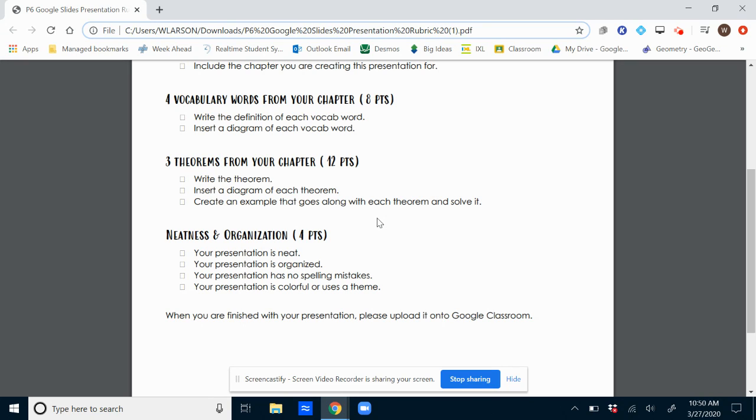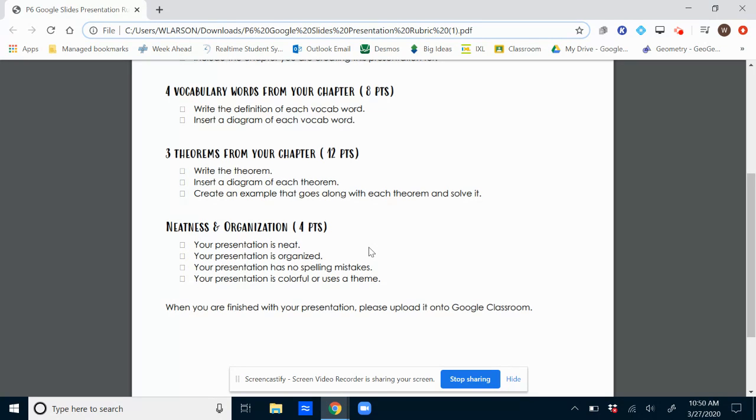All right, and finally, neatness and organization. Keep it neat, organized, no spelling mistakes. I'm not going to go crazy over typos, but it's geometry class. You shouldn't have geometry vocab words spelled wrong, like you shouldn't say angel instead of angle, things like that. And then it should be colorful or have some kind of theme. Put some effort into it. This last one should be a free 4 points if you put a little bit of effort.